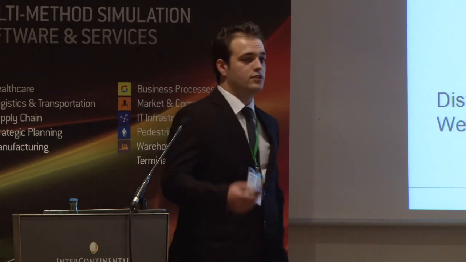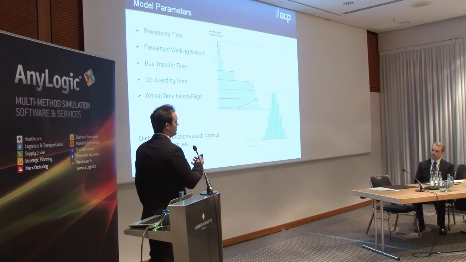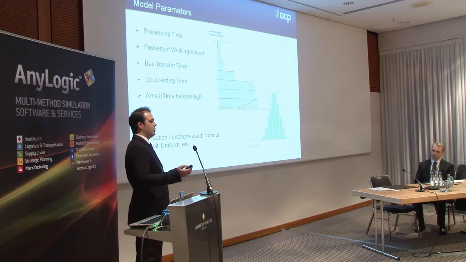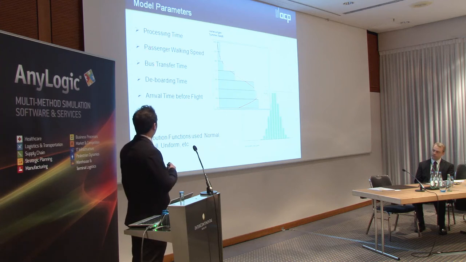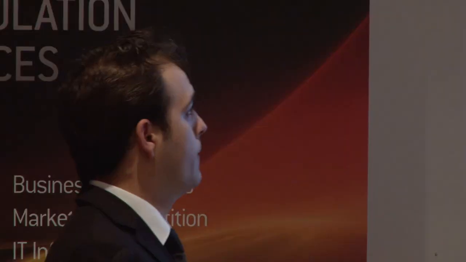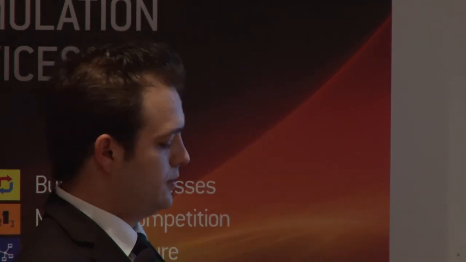Model parameters. Some of the parameters that the simulation model accepts or requests, let's say, were the processing times, passenger walking speeds, bus transfer times that take passengers to the airport, deboarding times, and others, of course, but among them, arrival time before each flight. Distributions, as I already mentioned, normal, Weibull, uniform, and others.